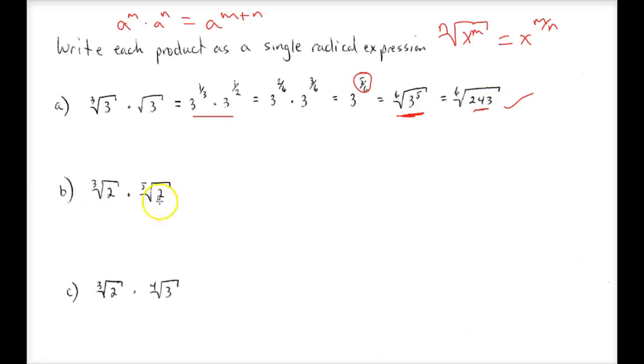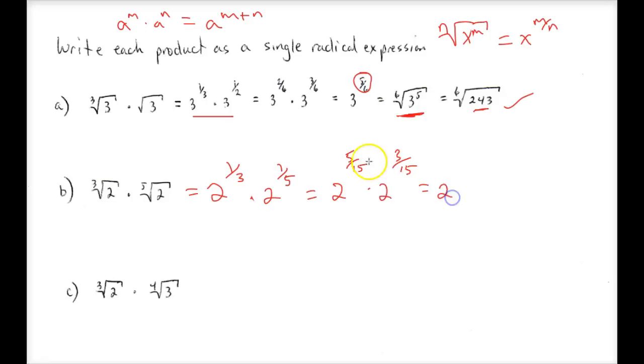All right, so for the next example here, we see that the radicands are the same, but the indices are different. So we're going to change this. And so we write this as 2 raised to the 1/3 times 2 raised to the 1/5. We know that we're going to have to find a common denominator. Common denominator between 3 and 5 is 15. So 1/3 is the same as 5/15. And 1/5 is the same as 3/15.